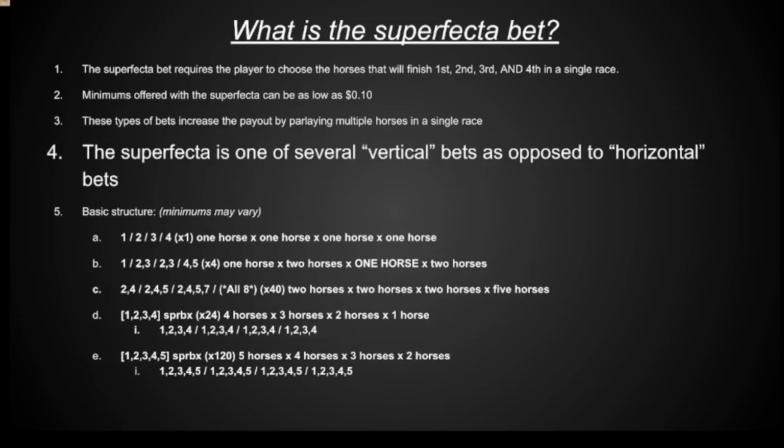The Superfecta is one of several vertical bets as opposed to horizontal bets. Vertical just means that the bet that you're making takes place over the course of one race. It's multiple outcomes. You're picking the first, second, third, and fourth in the Superfecta, but it's all taking place in one race, whereas the horizontal takes place over multiple races, and we'll get into that in a later video.